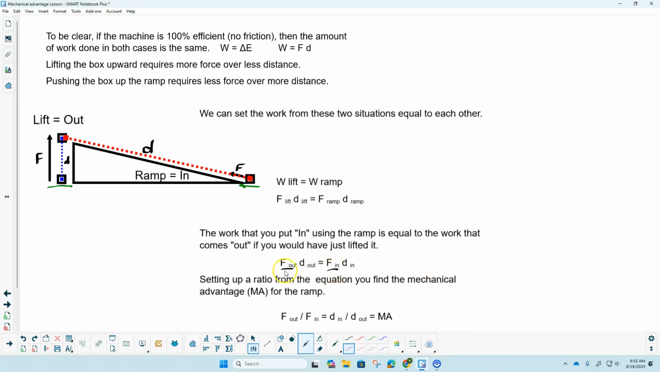If I divide by force on both sides, force in, they cancel out there. And if I divide by distance out, those cancel out over here, and you get this ratio. So it's just a relationship, a ratio. We call that ratio mechanical advantage. In an ideal situation, you have a mechanical advantage that's greater than 1 because you want to make the job less difficult. That's what mechanical advantage is talking about.